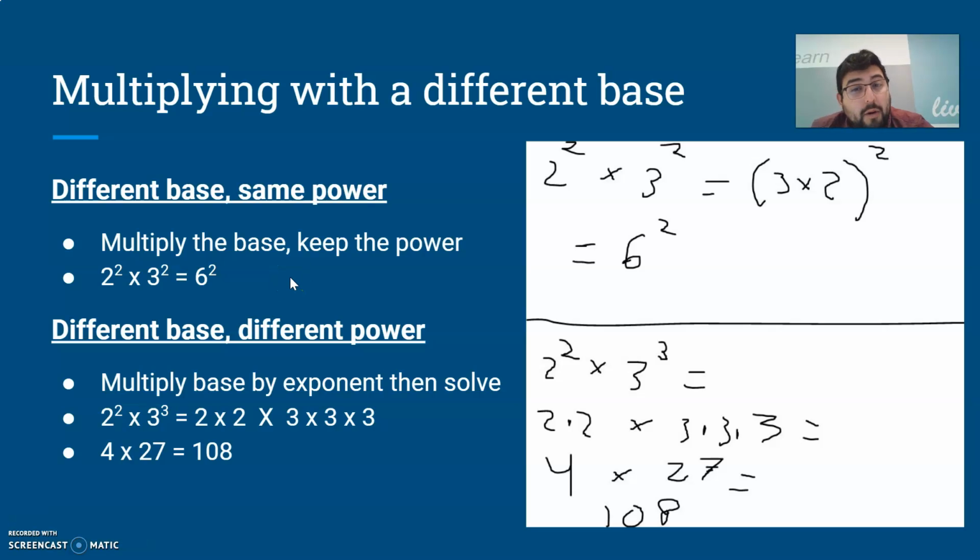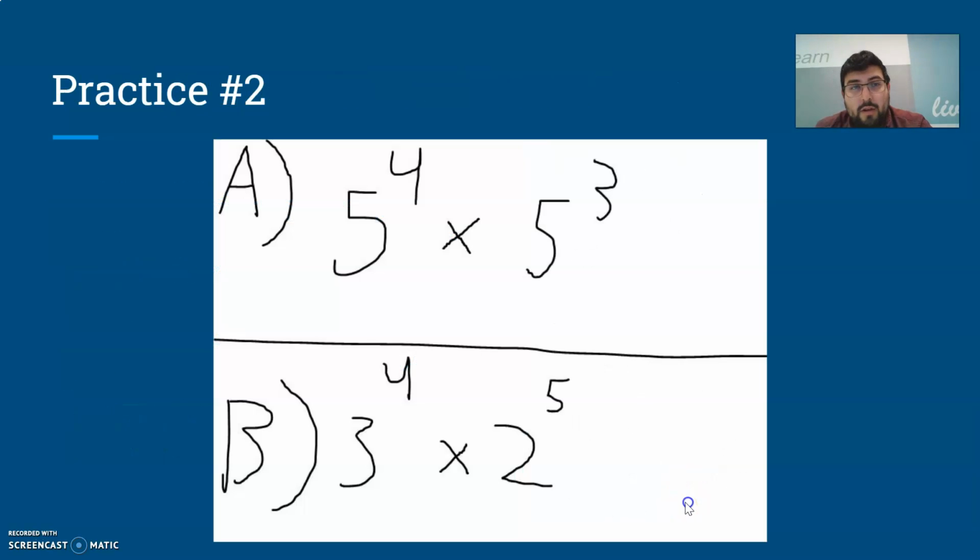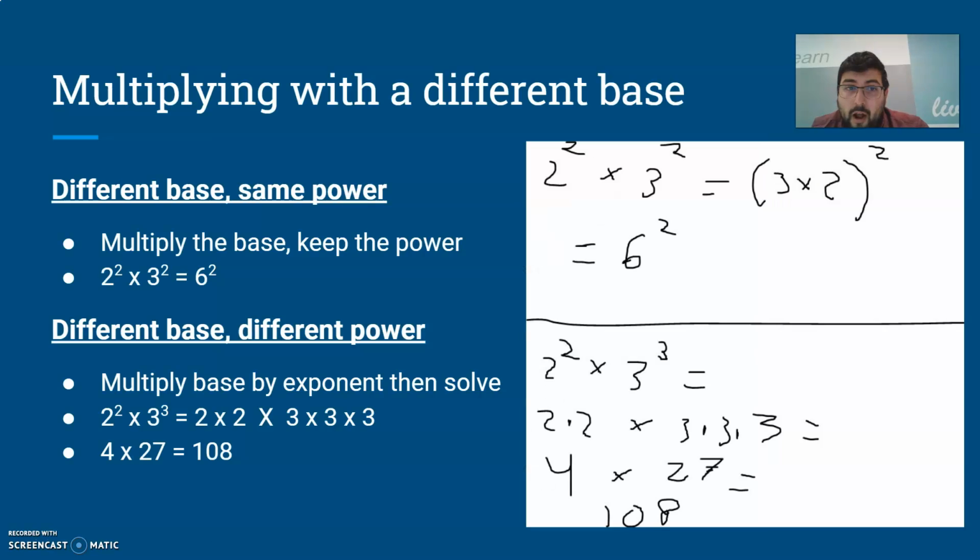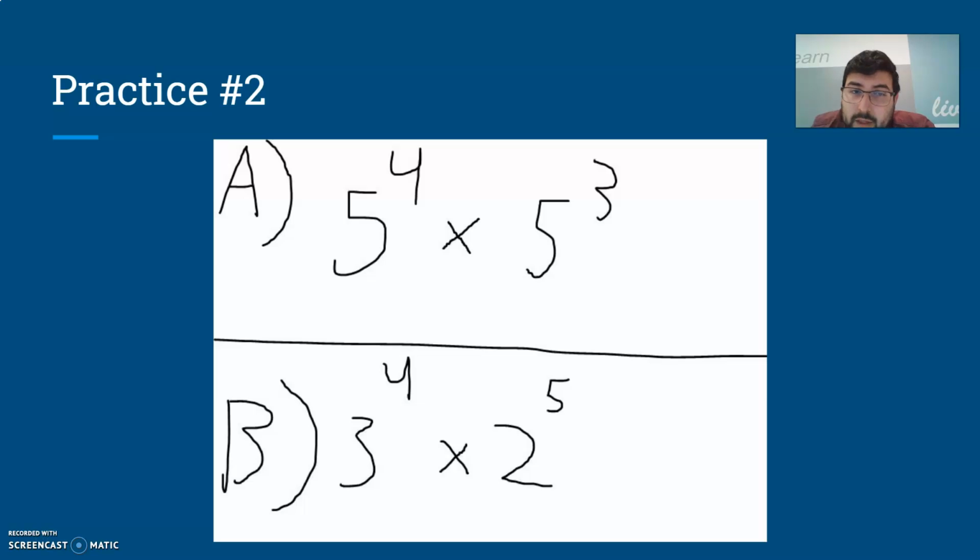Different base, different power. So 2 squared times 3 to the third, you are writing it out and then solving. So 2 squared, and then 2 times 2 times 3 times 3 times 3, 4 times 27 equals 108. So I want you to go ahead and try and solve these equations and see if you can understand how to do it. This counts especially if there is a variable as well, and you'll be able to simplify your answers. So go ahead, pause the video and work on those by yourself.